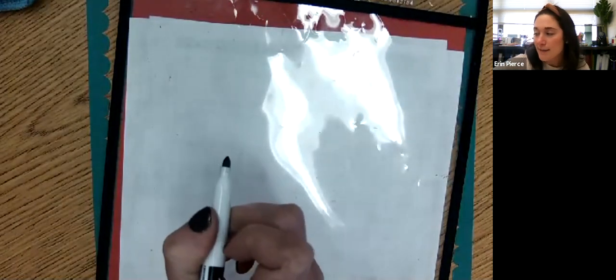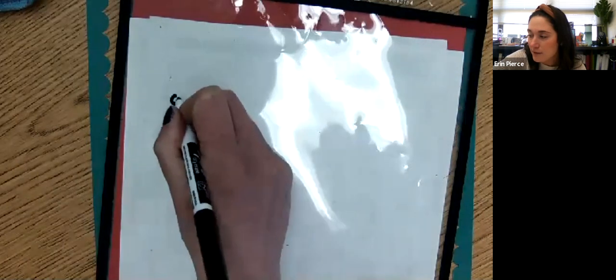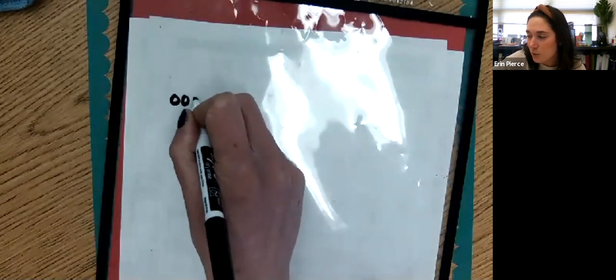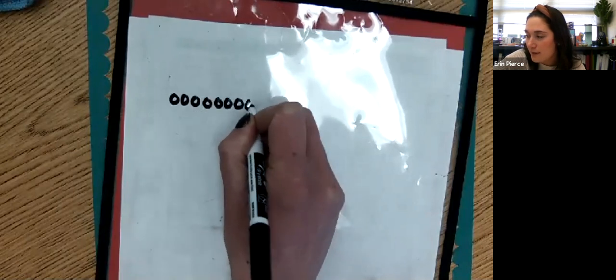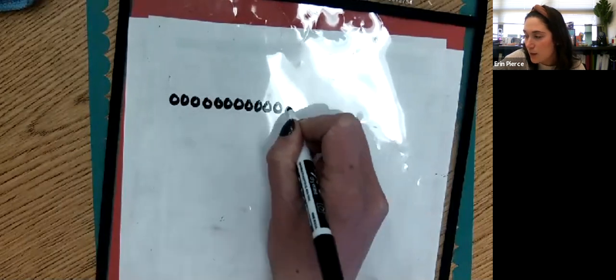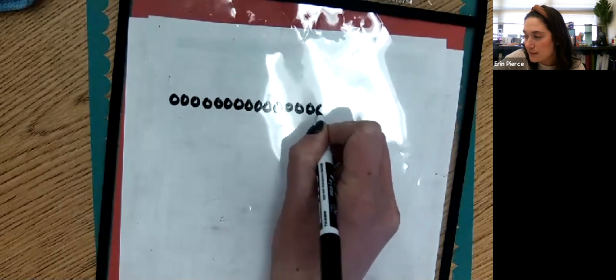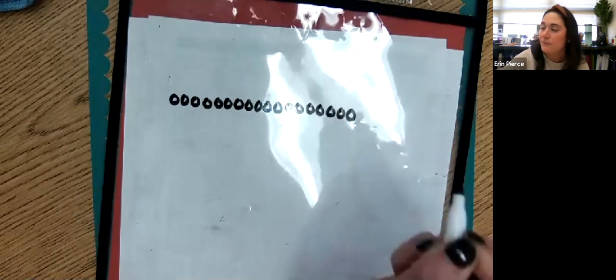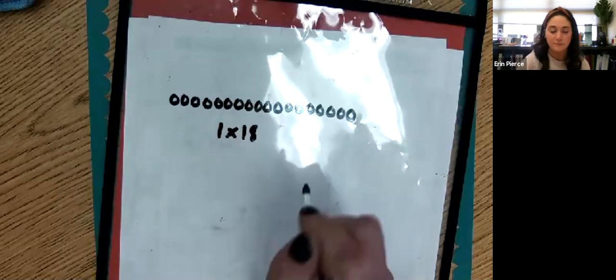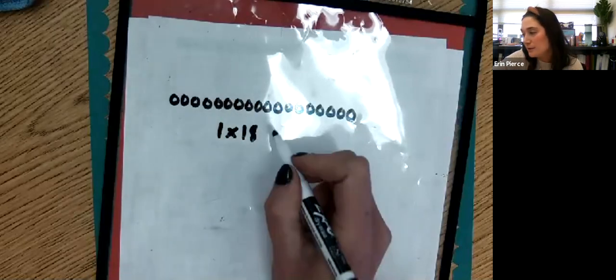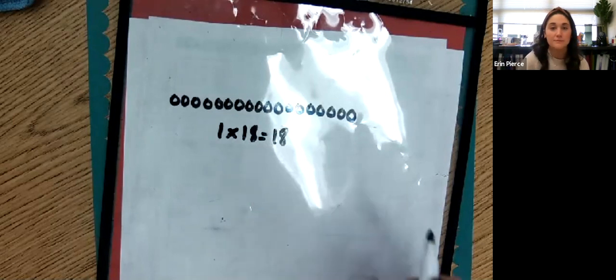All right, now I am going to erase my board. We're going to draw some more. Let's go ahead and draw arrays for 1 times 18. So I have 1 times 18, 1 by 18: 1, 2, 3, 4, 5, 6, 7, 8, 9, 10, 11, 12, 13, 14, 15, 16, 17, 18. 1 times 18 equals 18.